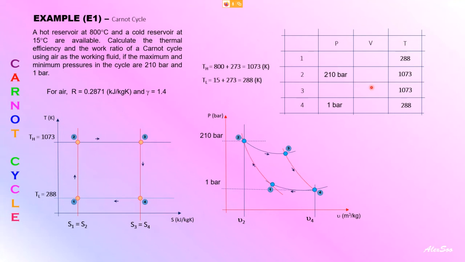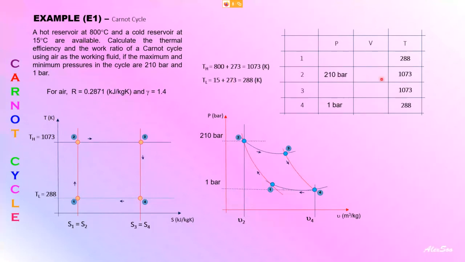So, for example, when you refer to this table, take a look at points 2 and 4 here. At point 2, we have pressure and temperature. In order to find the volume, it's very easy by considering the ideal gas law, that is PV equals RT. R is given and assumed as 0.2871, a standard value for air, in kilojoules per kg-K.